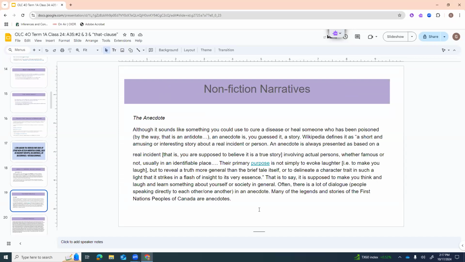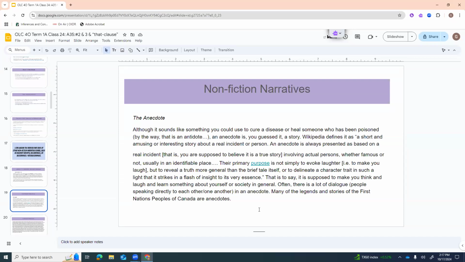Okay, so an anecdote. An anecdote is kind of a funny word. It almost sounds a little bit like you're going to use it to cure a disease or heal someone who's been poisoned, but that's an antidote. An anecdote is a story. Wikipedia says it's a short or amusing story about a real incident or person. It's always presented as if it's based on a real incident. In other words, you're supposed to believe it's a true story. It may be or it may not. It's often a little bit exaggerated.